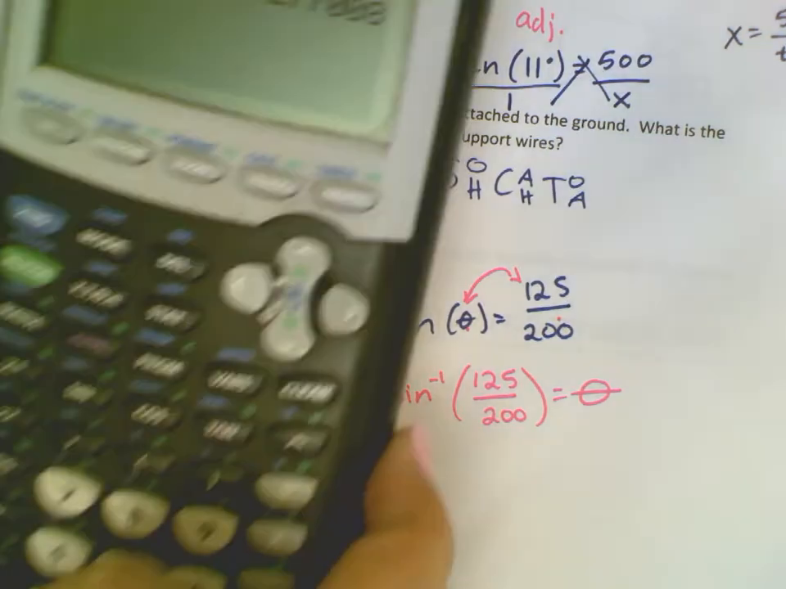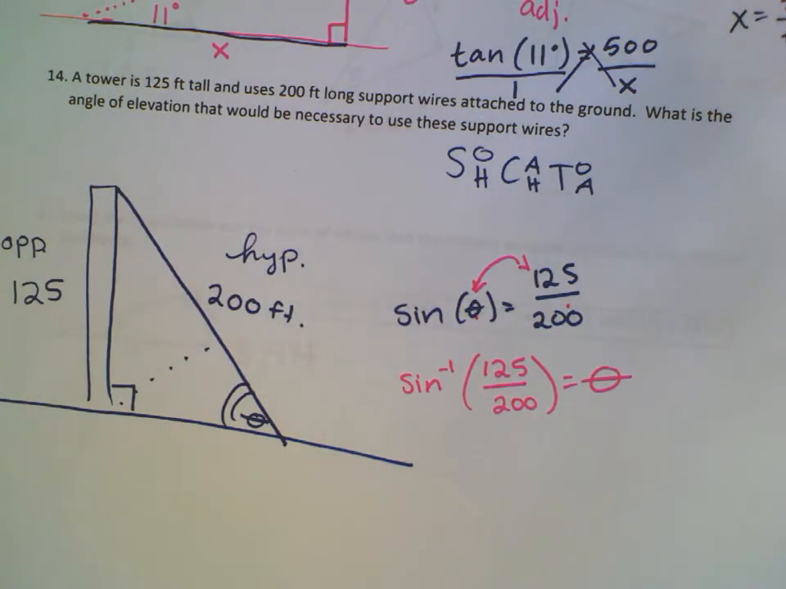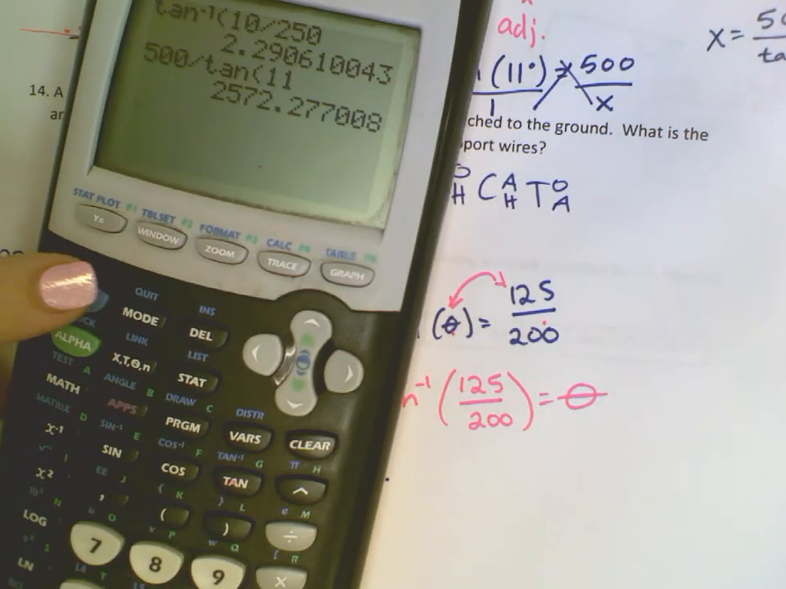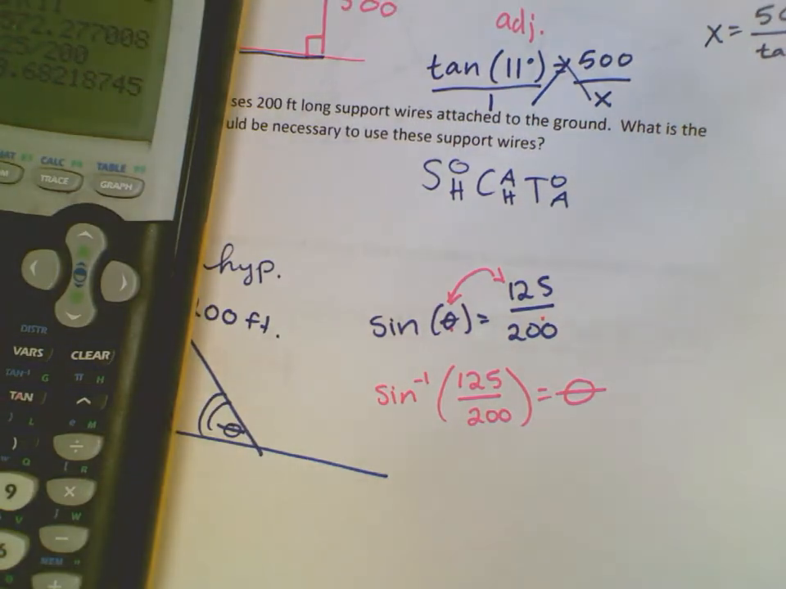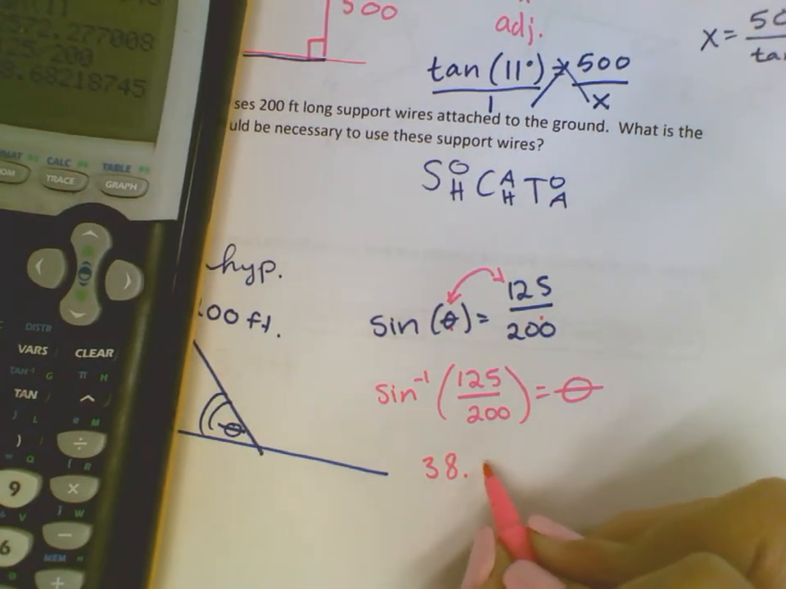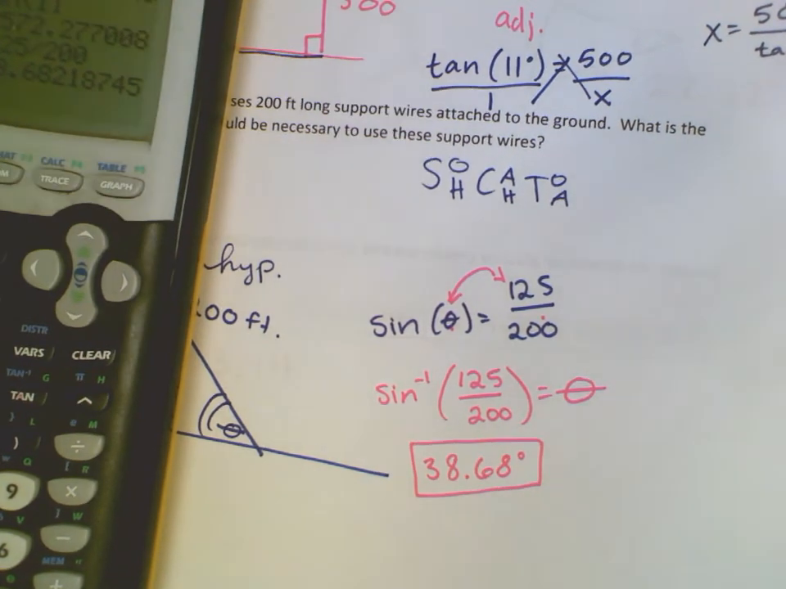Then all I need to do is plug that into my calculator and say inverse sine of 125 divided by 200 gives me 38.68 degrees, because we're talking about that angle measure.